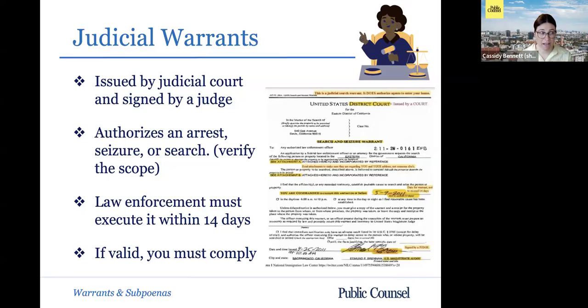If it is not valid, if any one of these things is not valid, you can deny the request. And if it authorizes a search only of a particular space in your school, they cannot use it as a basis for searching other parts of your space. And you can object if the law enforcement officer goes beyond that scope.